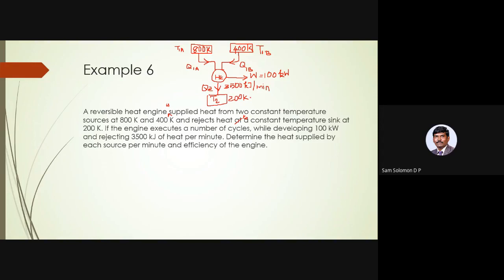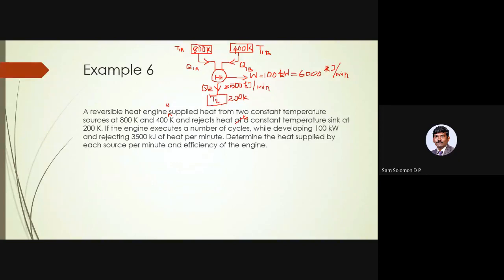So Q2 is in kilojoule per minute, but W is in kilojoule per second. If we have to convert this to kilojoule per minute, multiply with 60. So this becomes 6,000 kilojoule per minute. This is the net work done by the engine. We have two sources, but one work output and one common heat rejection.